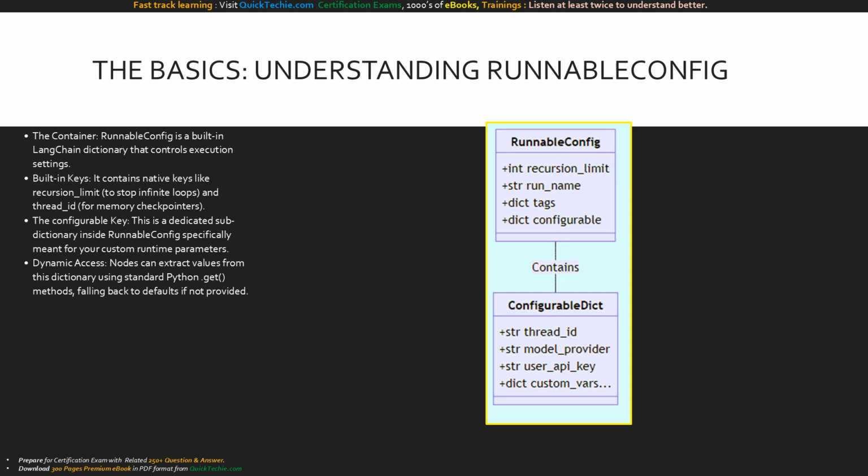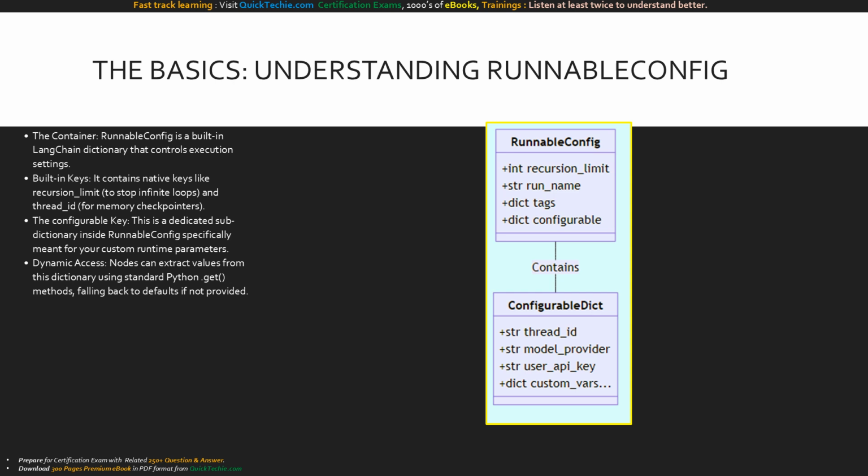But the real magic for us developers lives in a subdictionary called the configurable key. This is a dedicated space where you can pack any custom runtime parameters you want, like user IDs, selected LLM models, or feature flags. As the graph runs, your nodes simply peek into this configurable dictionary, extract the values using standard Python .get methods, and adapt their logic on the fly.